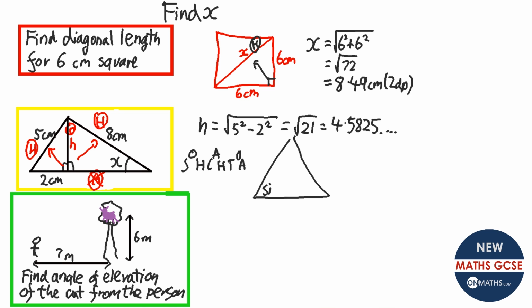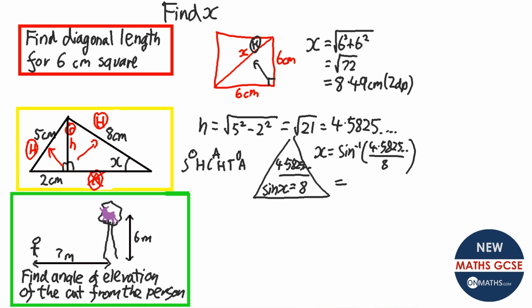So it's going to be sine X equals, and then we've got O over H. So O is that 4.5825 and so on, over 8. So it's going to be inverse sine, or I should probably write X equals, show the examiner what I'm trying to find. So X equals inverse sine of 4.5825 and so on, over 8.